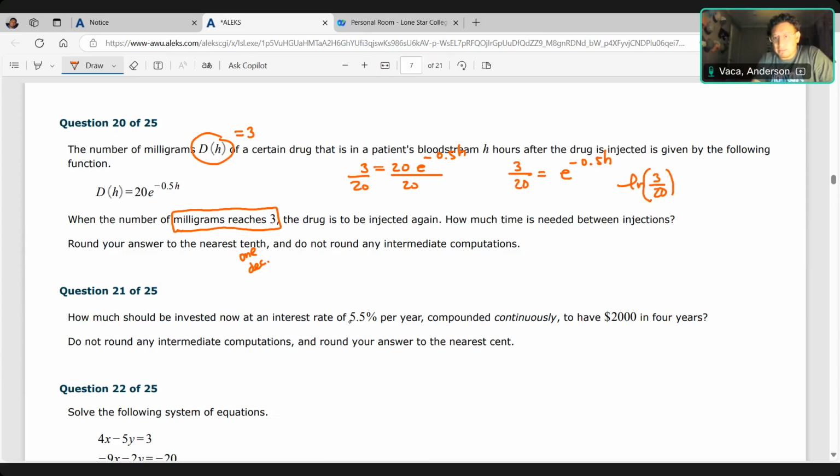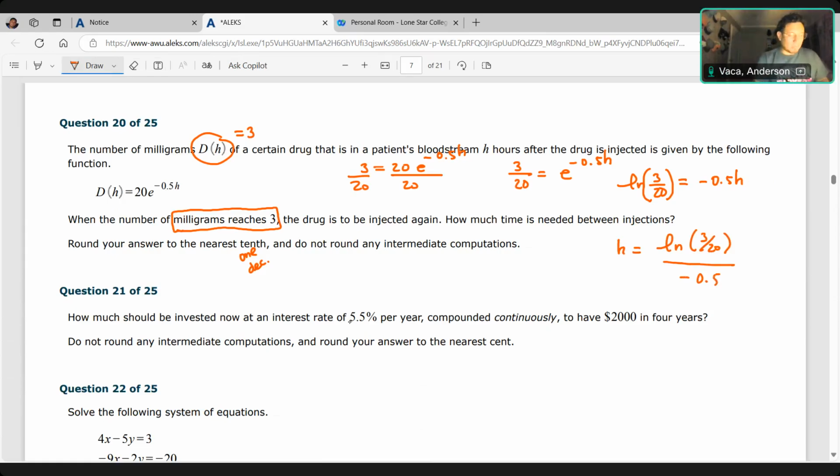This will be inside of a parentheses. I'm going to take the natural log. So when I do that, the exponent comes down. However, the natural log of e is equal to 1, so that basically goes away. And so therefore, to get h by itself, we do a division. So we have the natural log of 3 over 20 divided by negative 0.5.